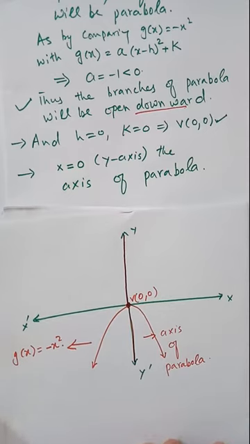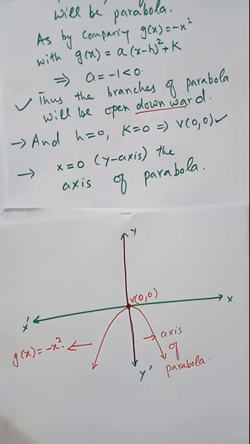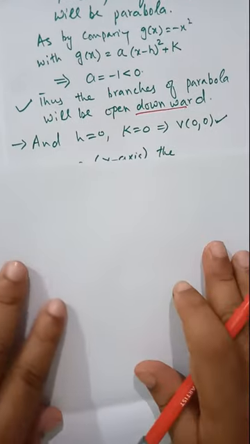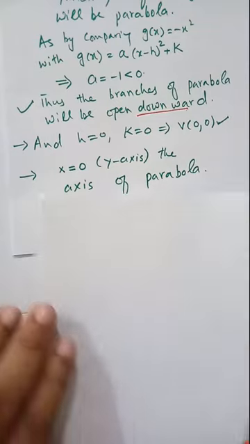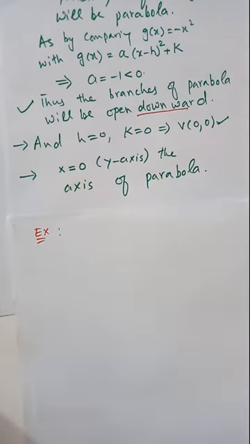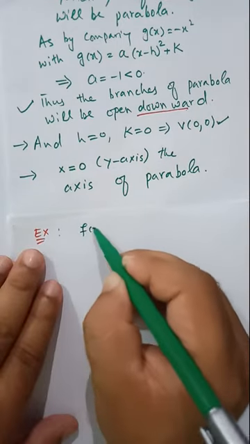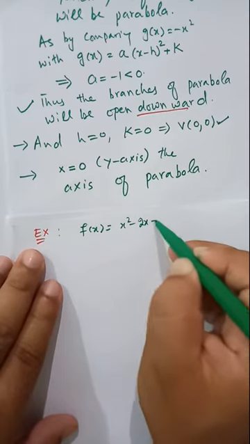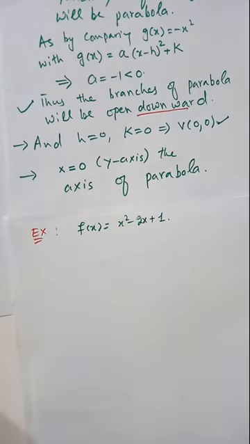It's so easy. I am taking another example which is a little complicated. From that you will get the area. Okay, another example: f of x is equal to x square minus 2x plus 1. Sketch the graph of this quadratic function.